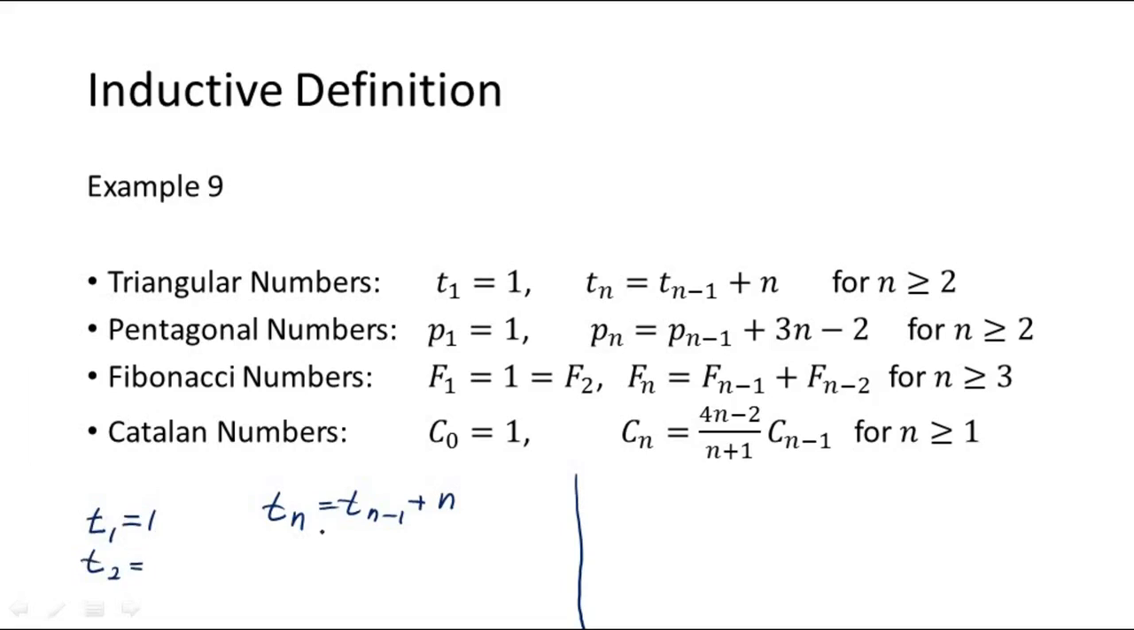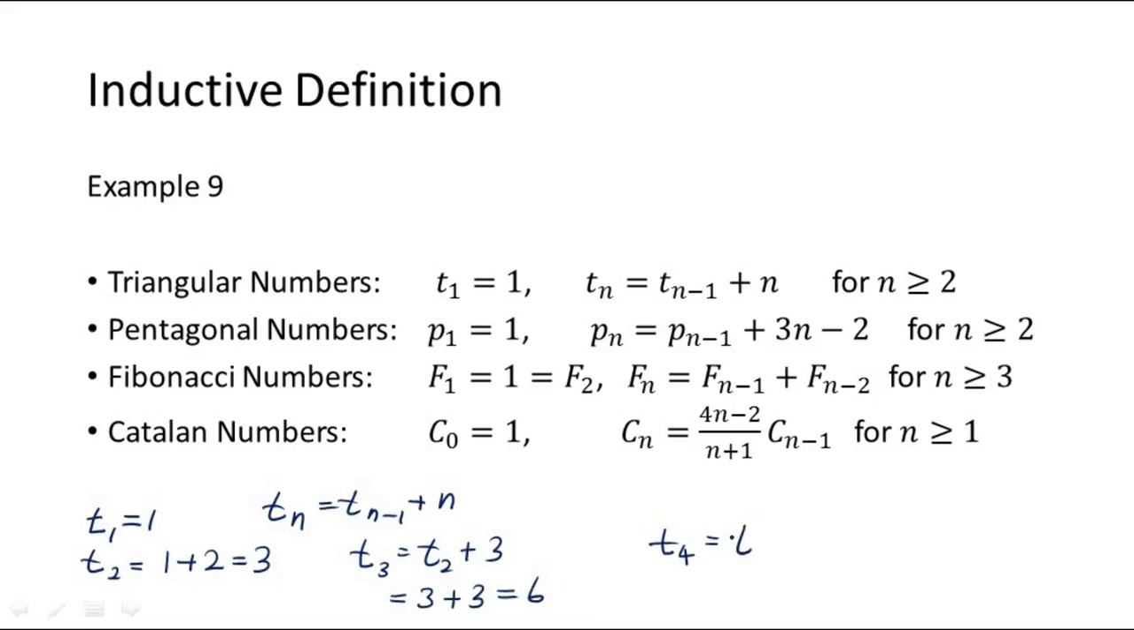T2 will be the previous triangular number plus n, where n is equal to 2, which is 3. T3 will be T2 plus 3, that is 3 plus 3, which is 6. And if I write one more term, T4 is equal to T3 plus 4, which is 6 plus 4, which is equal to 10. Now we call this a recursive or an inductive definition of triangular numbers.